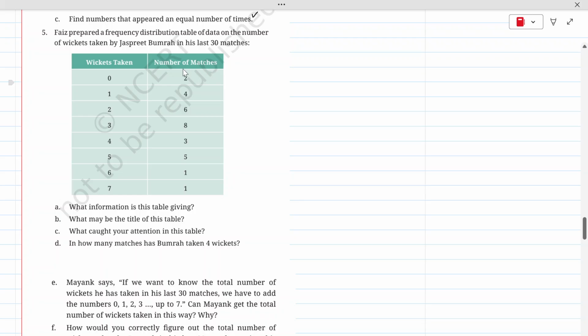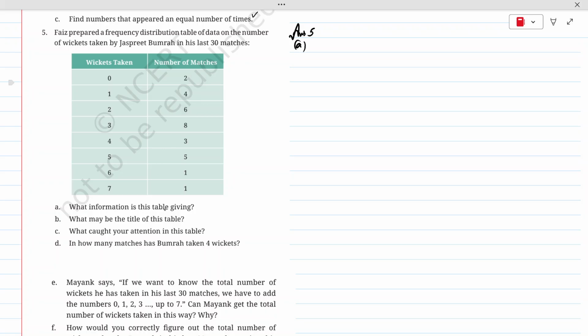It is like in two of the matches, Jasprit Bumrah has taken 0 wickets. In 4 matches, he took 1 wicket. 6 matches, he took 2 wickets. In 8 matches, he took 3 wickets and so on. Okay, so this is how we have to read this table. Now, what are the questions given to us here are, I'm just writing the answer part here.